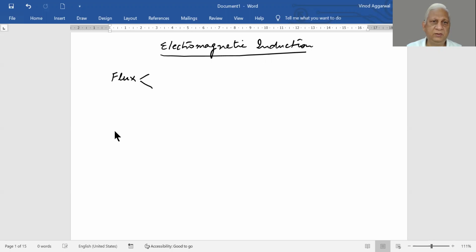Let's study flux. We have already seen flux when we were studying electricity. Now, we have magnetic flux as well. Today, we are more interested in magnetic flux rather than electric flux. What is magnetic flux?